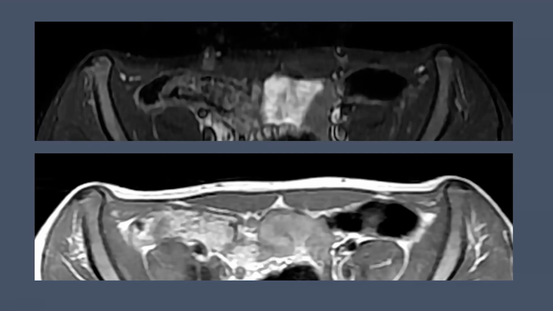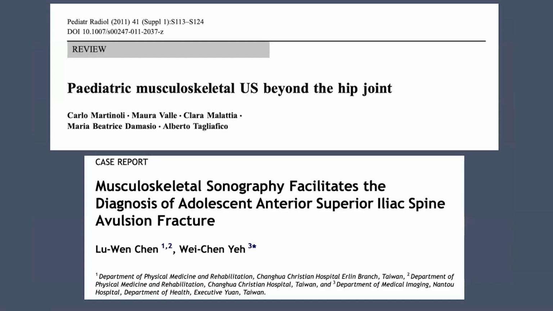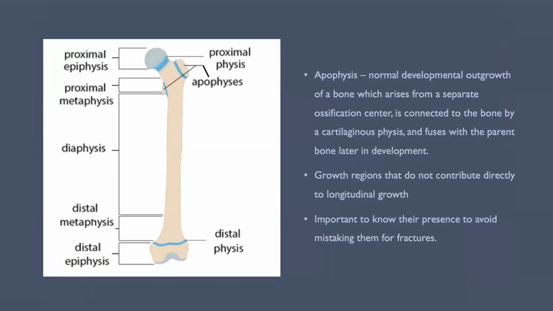So the point I'm trying to emphasize is that MRI findings can be quite subtle, and ultrasound findings, as you can see, were quite obvious. So X-ray and MRI findings were very subtle, and the ultrasound findings were very obvious. These are two articles that I found that were really interesting for the same case that I spoke about.